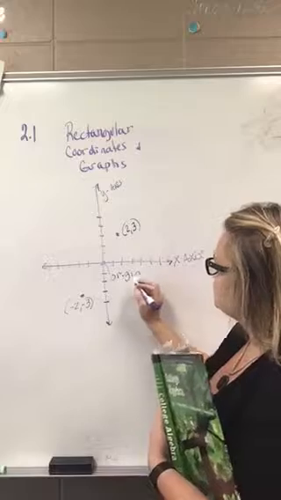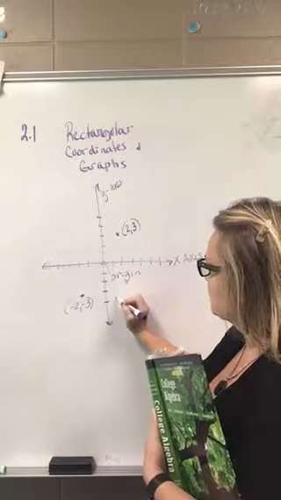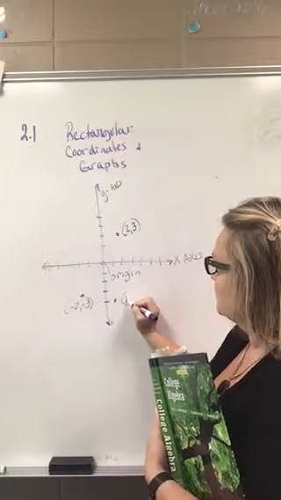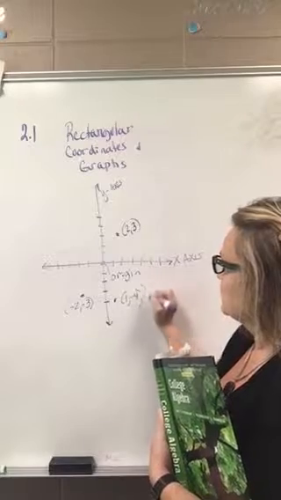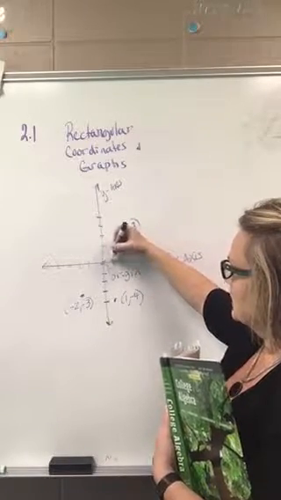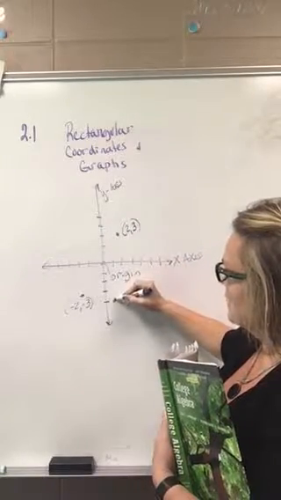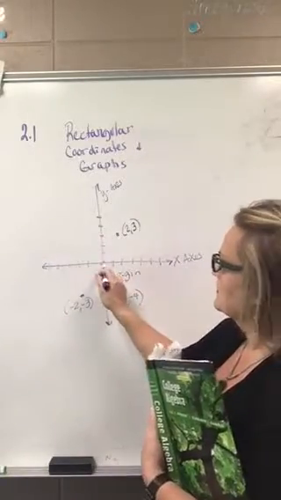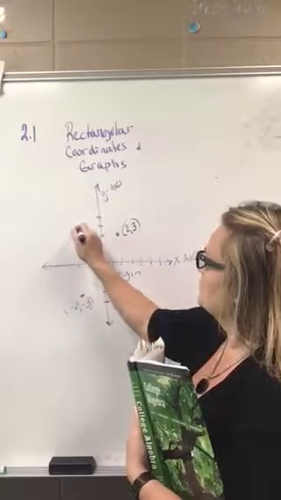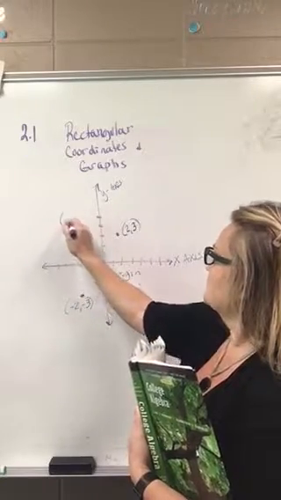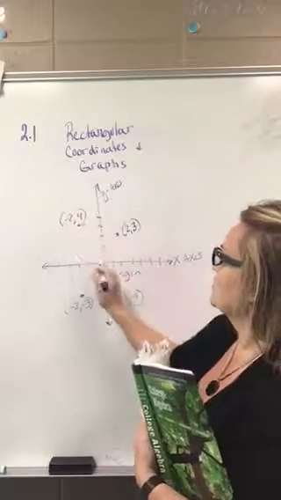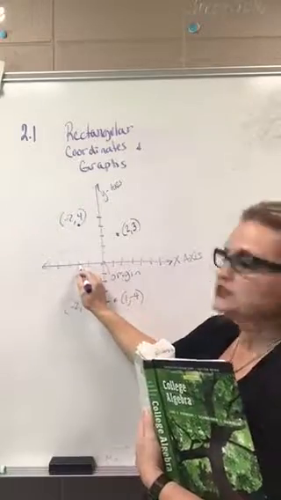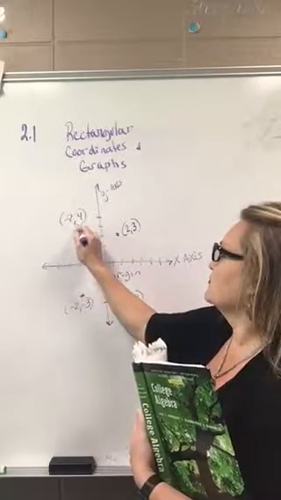Another example, over 1, down 4. That would be positive 1, negative 4. Again, positive 1 on the x, negative 4 on the y. Another, let's do one in this quadrant. Let's go back 2 and up 4. Negative 2, positive 4. Again, the x value is back 2, the y value is up 4.